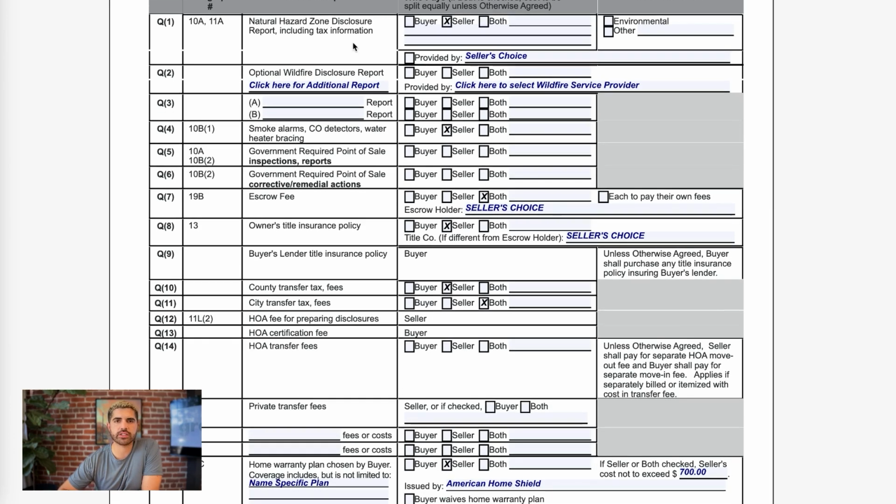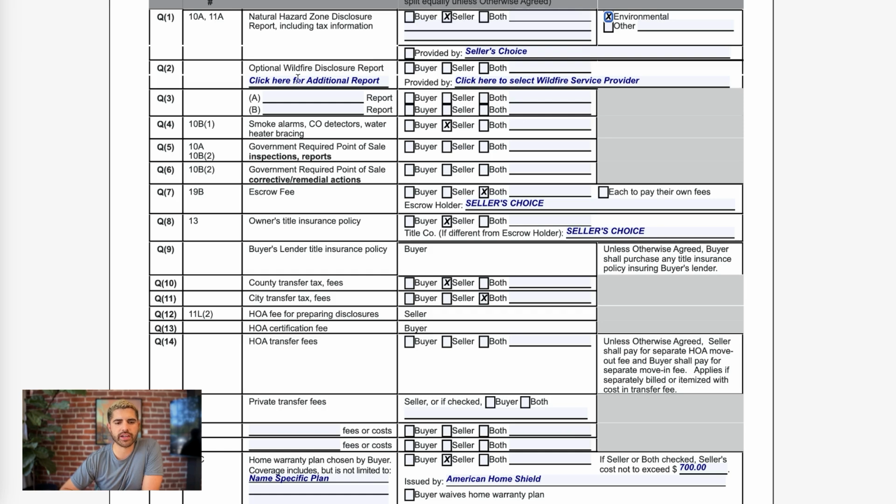So the natural hazard disclosure is something that's usually covered by the seller. We want to make sure that they provide this. It just says if you're in a flood zone, if you're in a fire zone, all that kind of information. If you're in a fire area, then we would probably have somebody cover the wildfire disclosure report that you'll need to move forward. If there's any other reports we want them to provide, we can put that here and check the appropriate person who's paying for those reports.